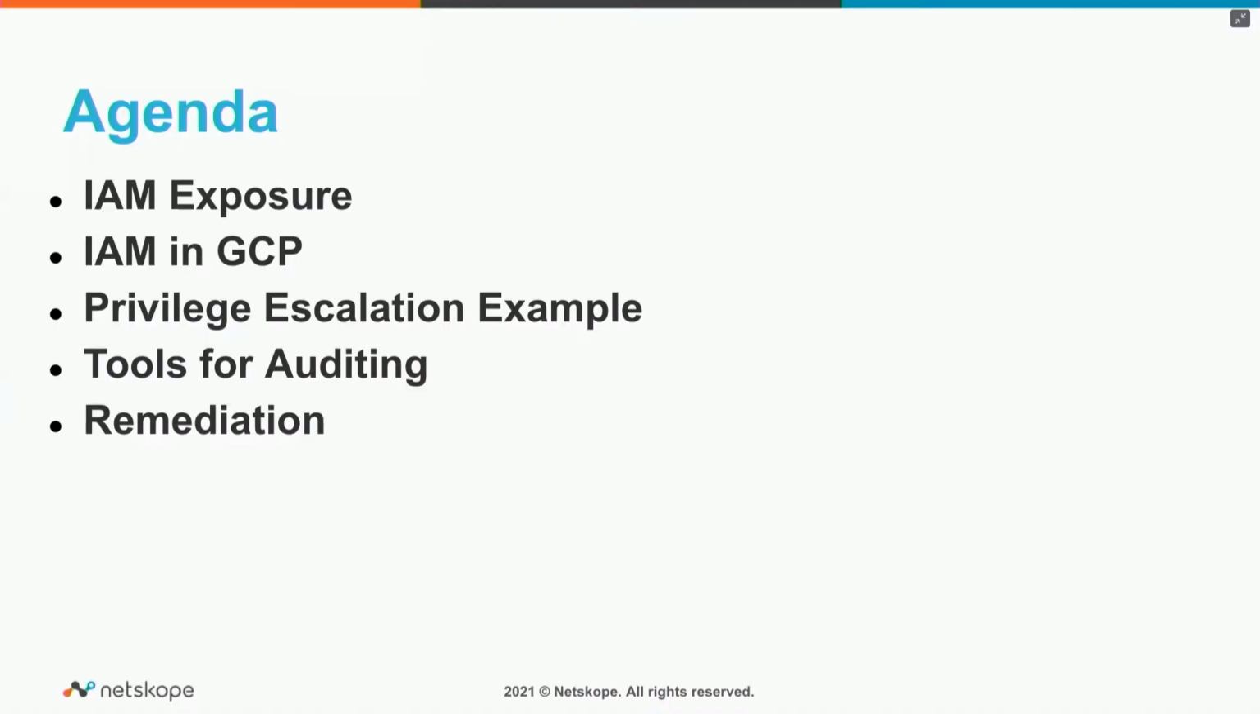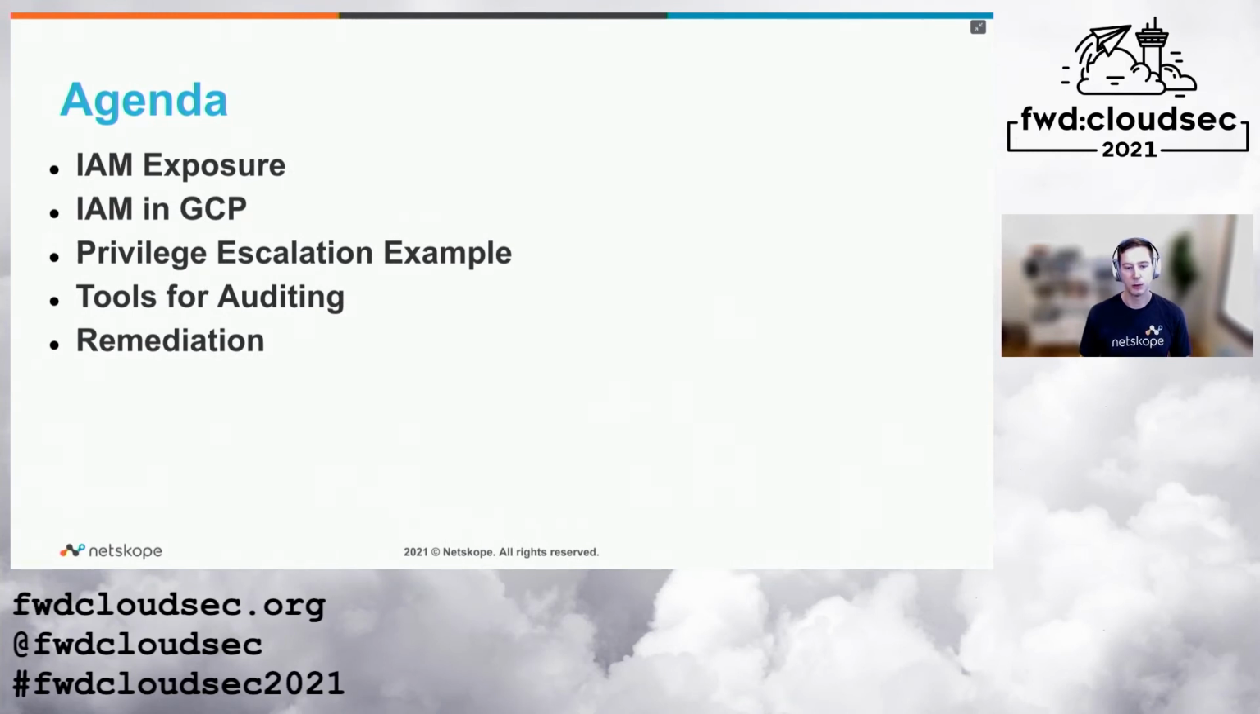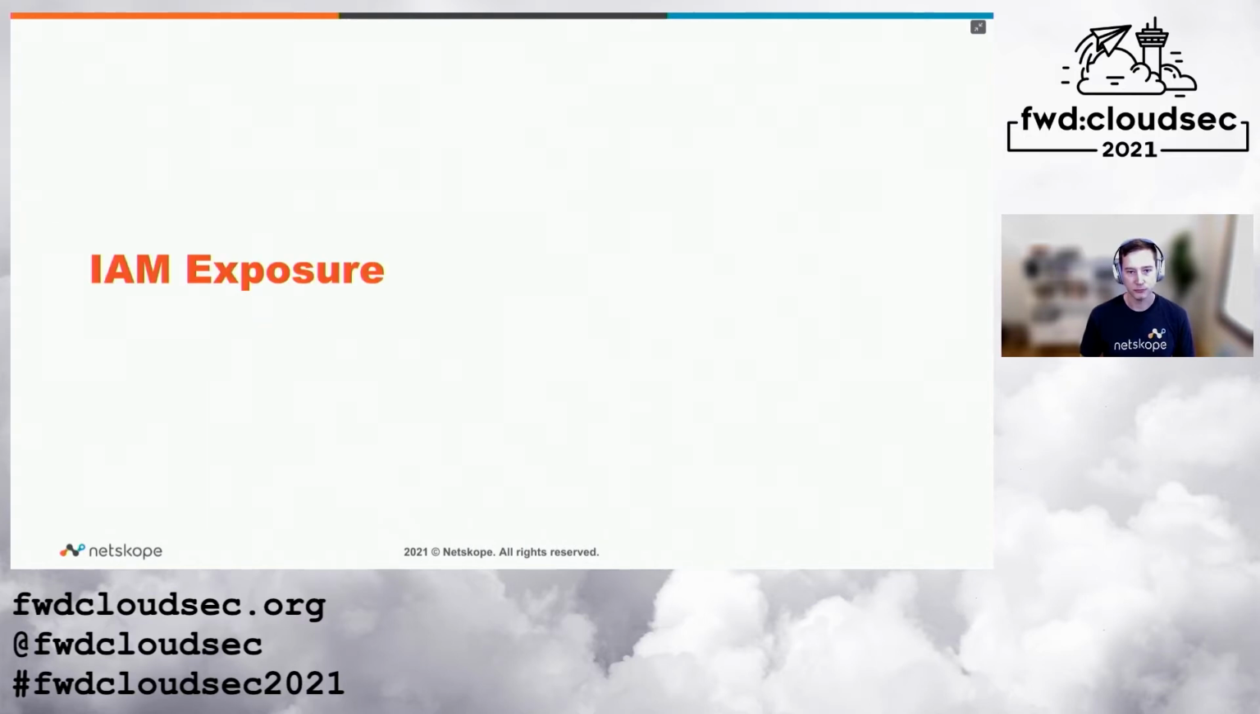So first, I'm going to go over a problem I call IAM exposure, and then we'll dive into IAM in GCP specifically. And then I want to talk about a potential privilege escalation example that we found in a production environment. And then we'll talk about tools for auditing problems like this and some remediation steps.